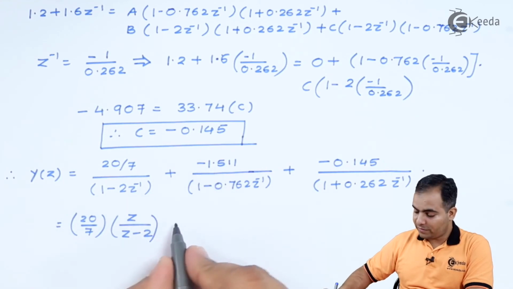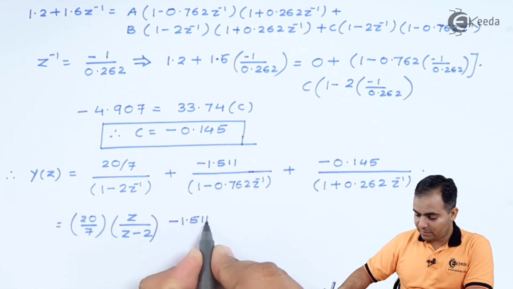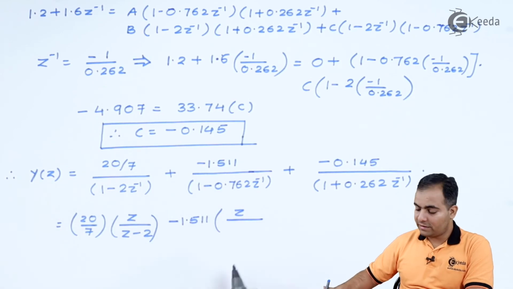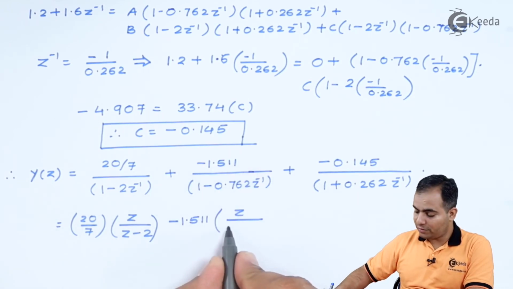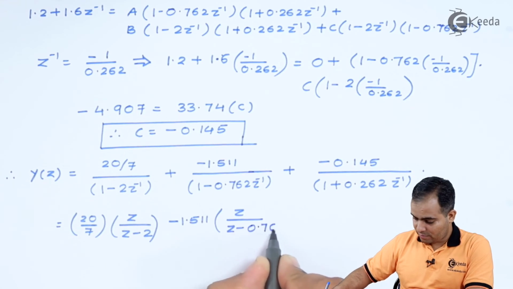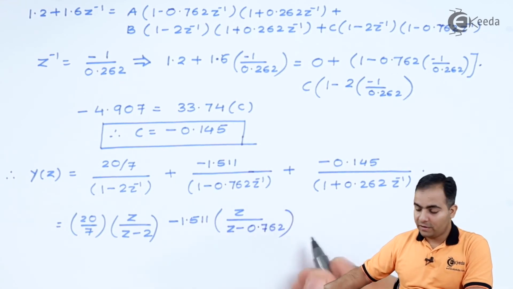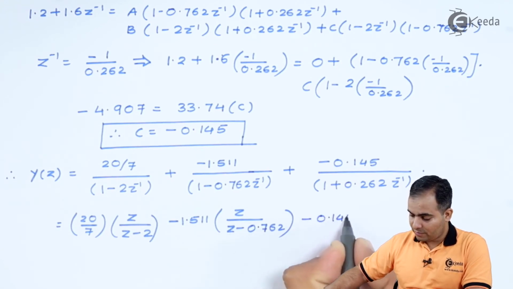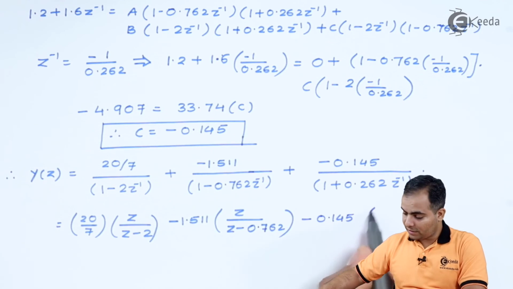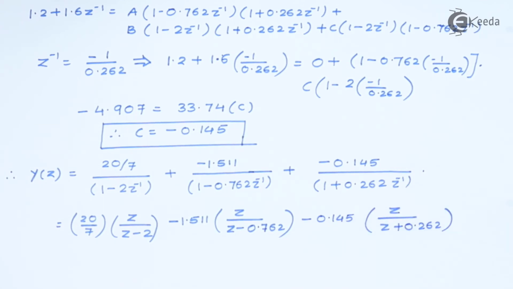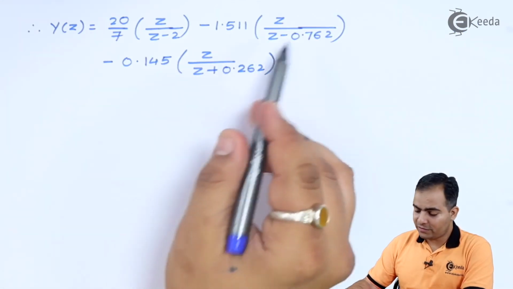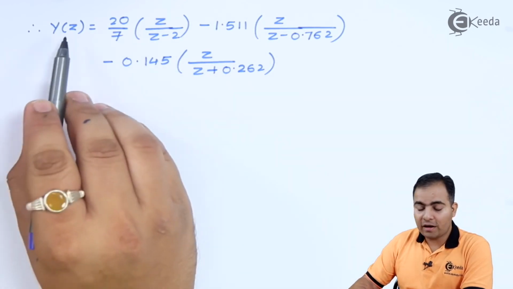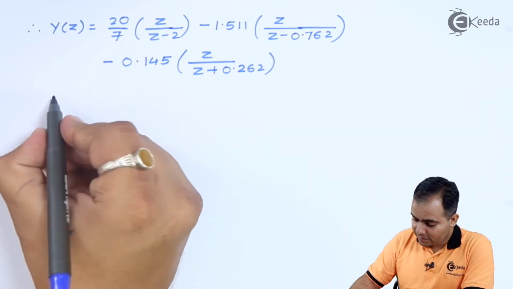I'll write this constant part first, minus 1.511, and as Z is multiplied in the numerator and denominator, you will have this equation. Similarly here also I'm going to multiply by Z. So first of all I've written the constant term first and then this. Now we can apply inverse Z transform on this equation. Now we will apply inverse Z transform on this equation so that you will get the output response or total response of the system.